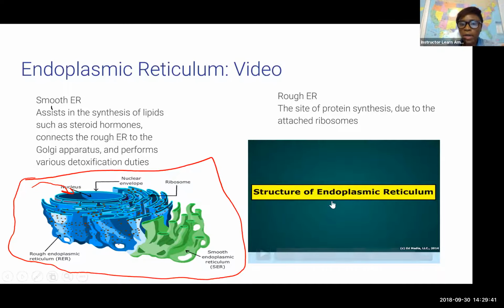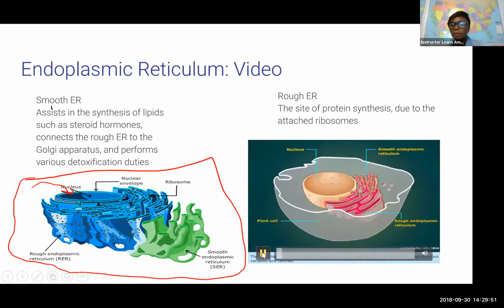I wanted to give you guys another chance to review just the structure of the endoplasmic reticulum. So let's take another minute and observe this video. The endoplasmic region of the cytoplasm contains a network of interconnecting membranous vacuoles and cavities.